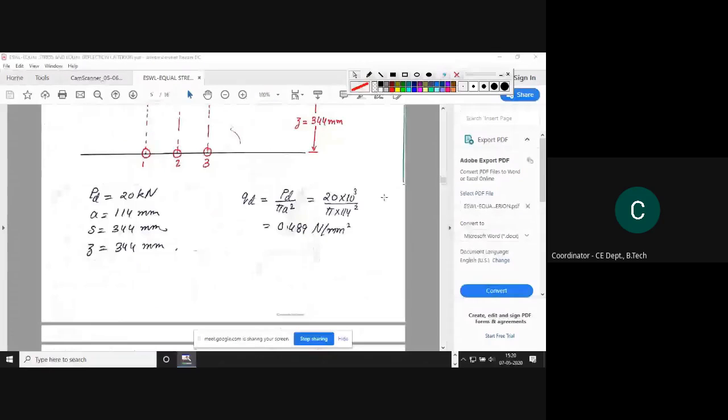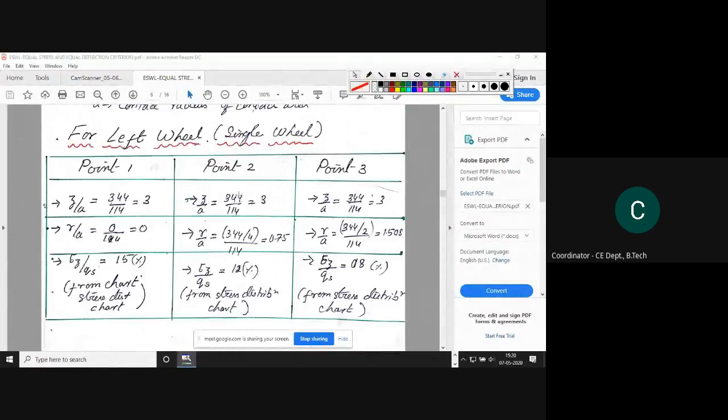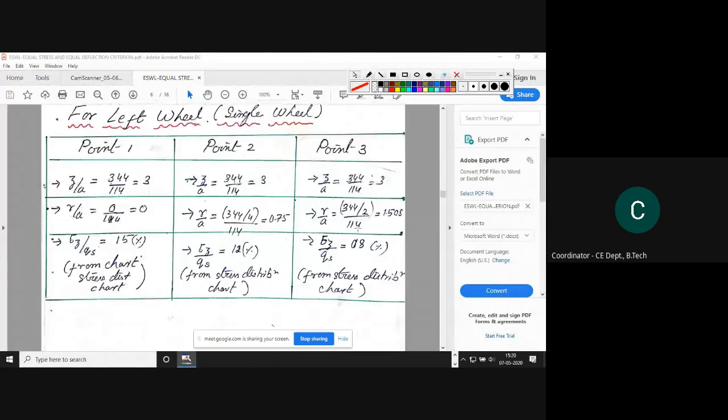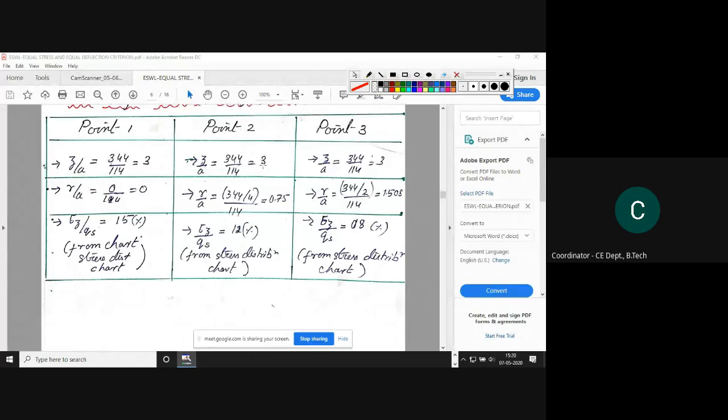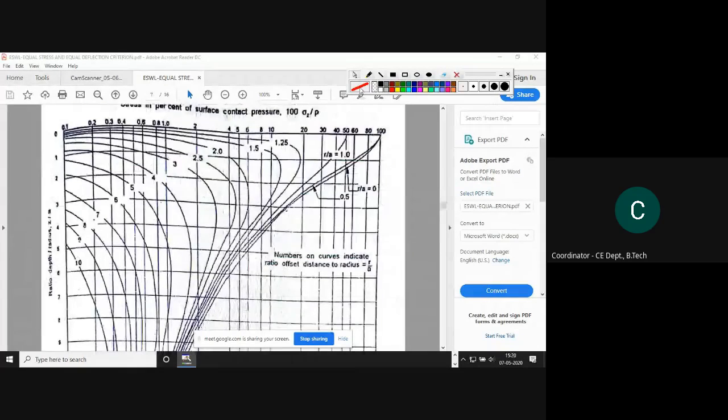Now for all the points we have calculated. Say for example, I will go for point 2 also. I will show for point 2 also. For point 2, Z by A is 3 and R by A is 0.75. This 3 is common for every point. For all the points Z by A is the same because Z is the same, the depth is the same and A is also the same. So this is fixed. Only R by A is varying.